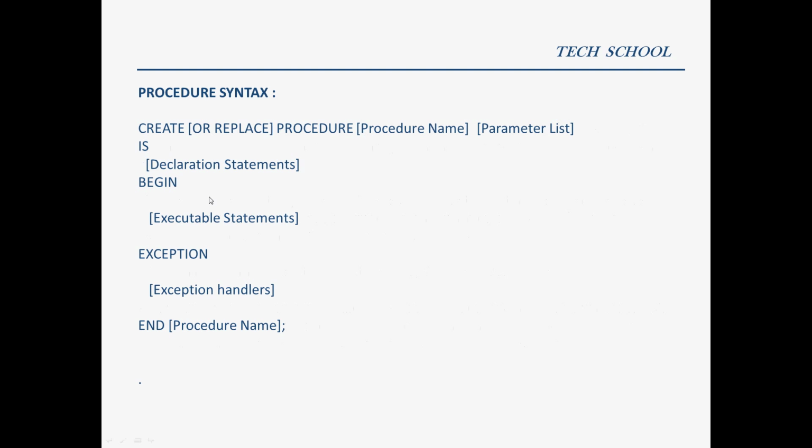Stored procedure syntax: create or replace procedure, the procedure name, and the parameter list of input, output, and in-out parameters. Then comes the declaration section where you declare your variables and cursors. Then the begin keyword marks the executable section, then the executable statements come. If you want to handle some exceptions, there are exception handlers in the exception section. So this is how a stored procedure syntax looks.